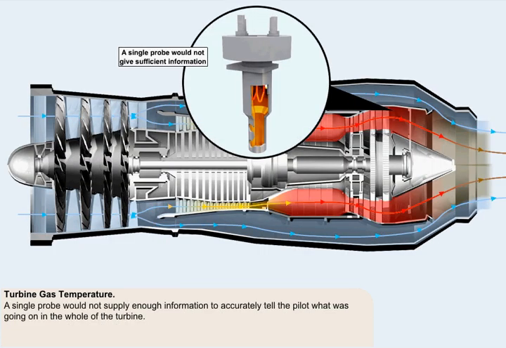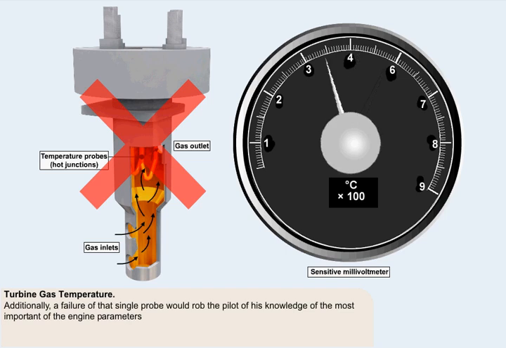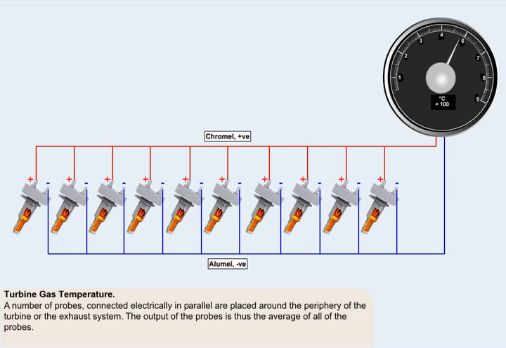A single probe would not supply enough information to accurately tell the pilot what was going on in the whole of the turbine. It could only inform him about a small part of the turbine that it was monitoring. Additionally, a failure of that single probe would rob the pilot of his knowledge of the most important of the engine parameters. To gain complete awareness of the temperature situation, it's necessary to place a number of probes around the periphery of the turbine or the exhaust system.